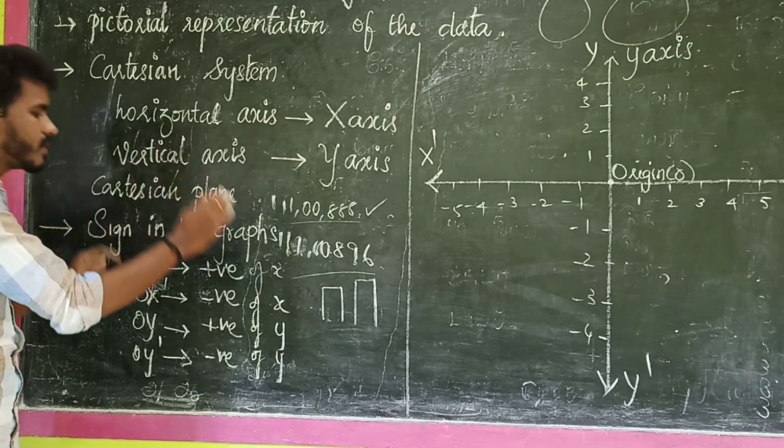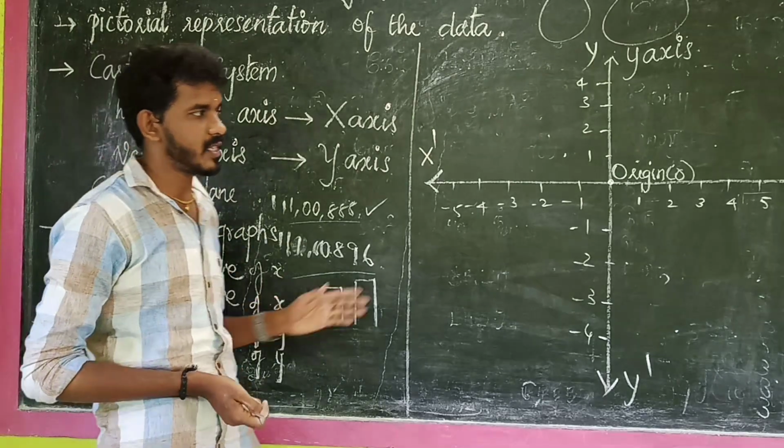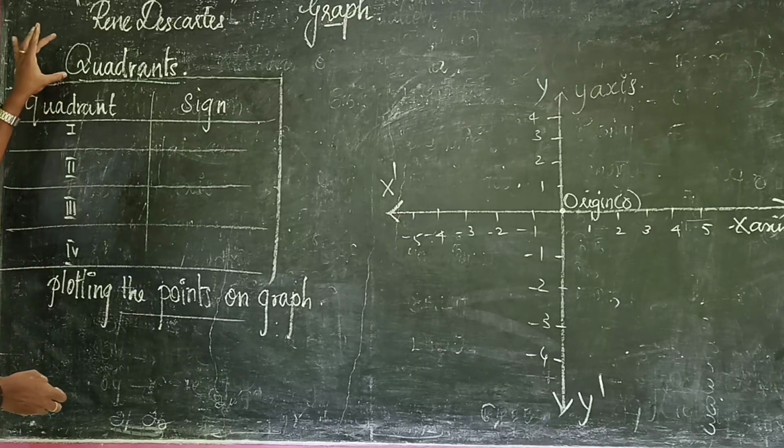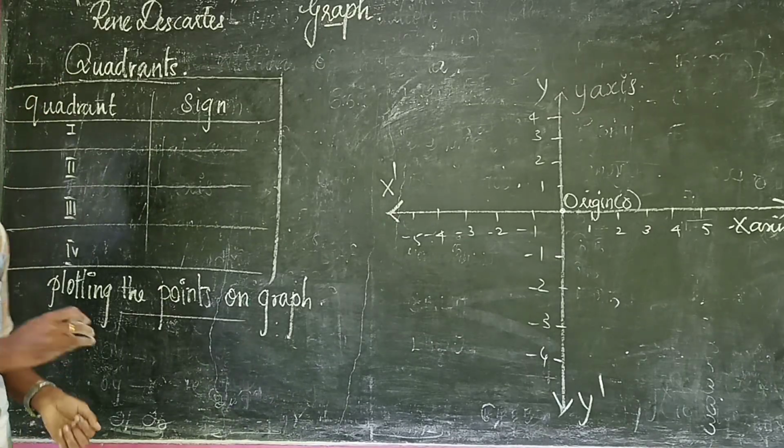Okay, so these are all the very basic things in the graph sheet. I hope you all get it up to this. Okay, so now you see the next, that is quadrants. Okay, that is what? Quadrants.